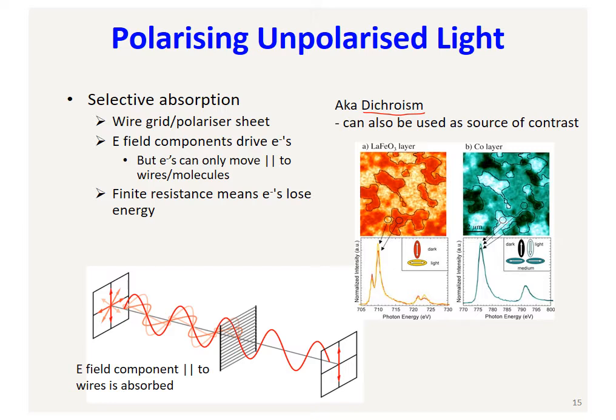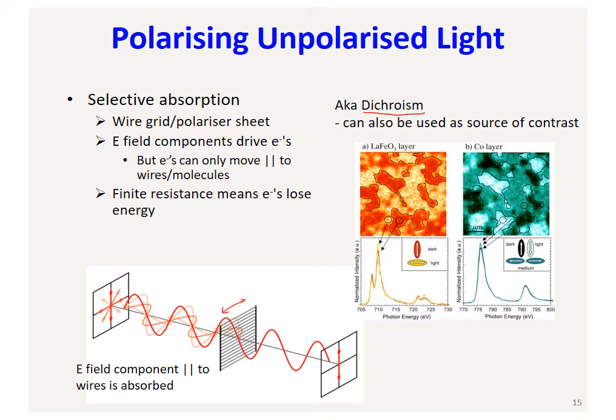The simplest sort of device is the wire grid polarizer shown on the bottom left. So if we resolve the electric field into the two orthogonal components, we can consider that the X component is going to drive the conduction electrons in the wires and generate little currents. And those electrons will lose energy by ohmic heating, so resistance basically. And in this way, energy is going to be transferred from the electric field to this wire grid.